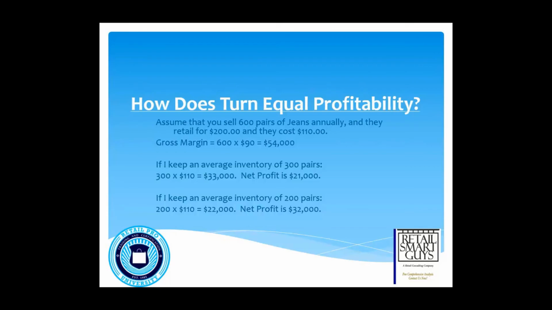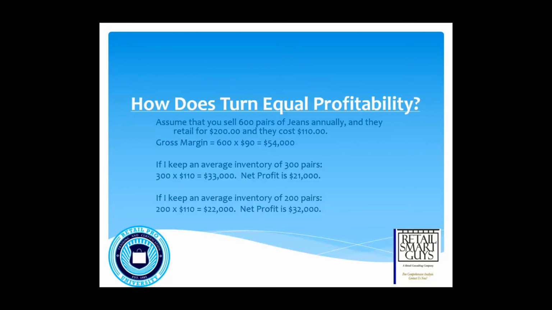Now watch what happens based on different levels of average inventory. If I keep an average level of inventory of 300 pairs, I get 300 pairs times 110 is $33,000, right? That's what I'm keeping in stock. So therefore, my net profit is $21,000. The 54 minus the 33 is $21,000. But if I only keep 200 pairs, and I get the same level of sales, the inventory I'm holding is $22,000 instead of $33,000, my net profit is $32,000.